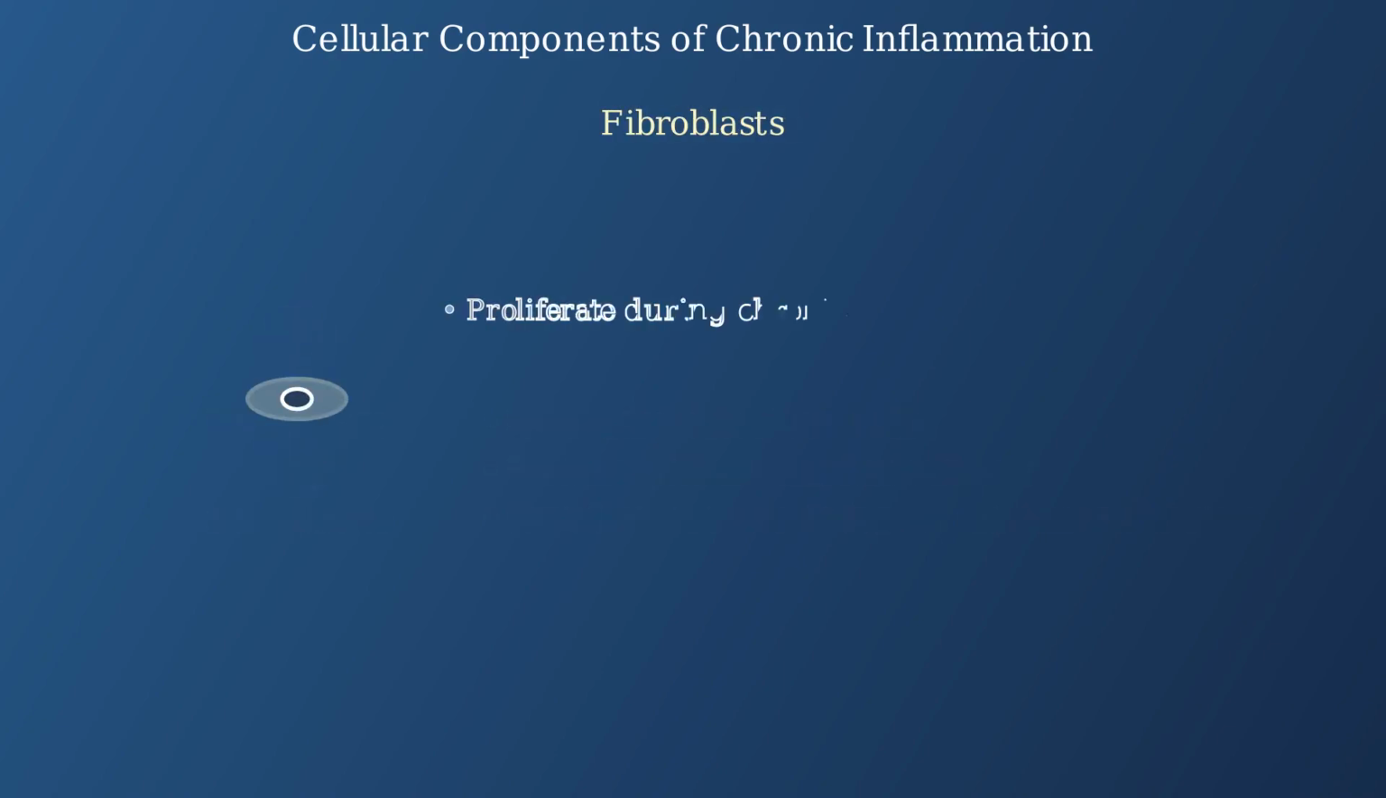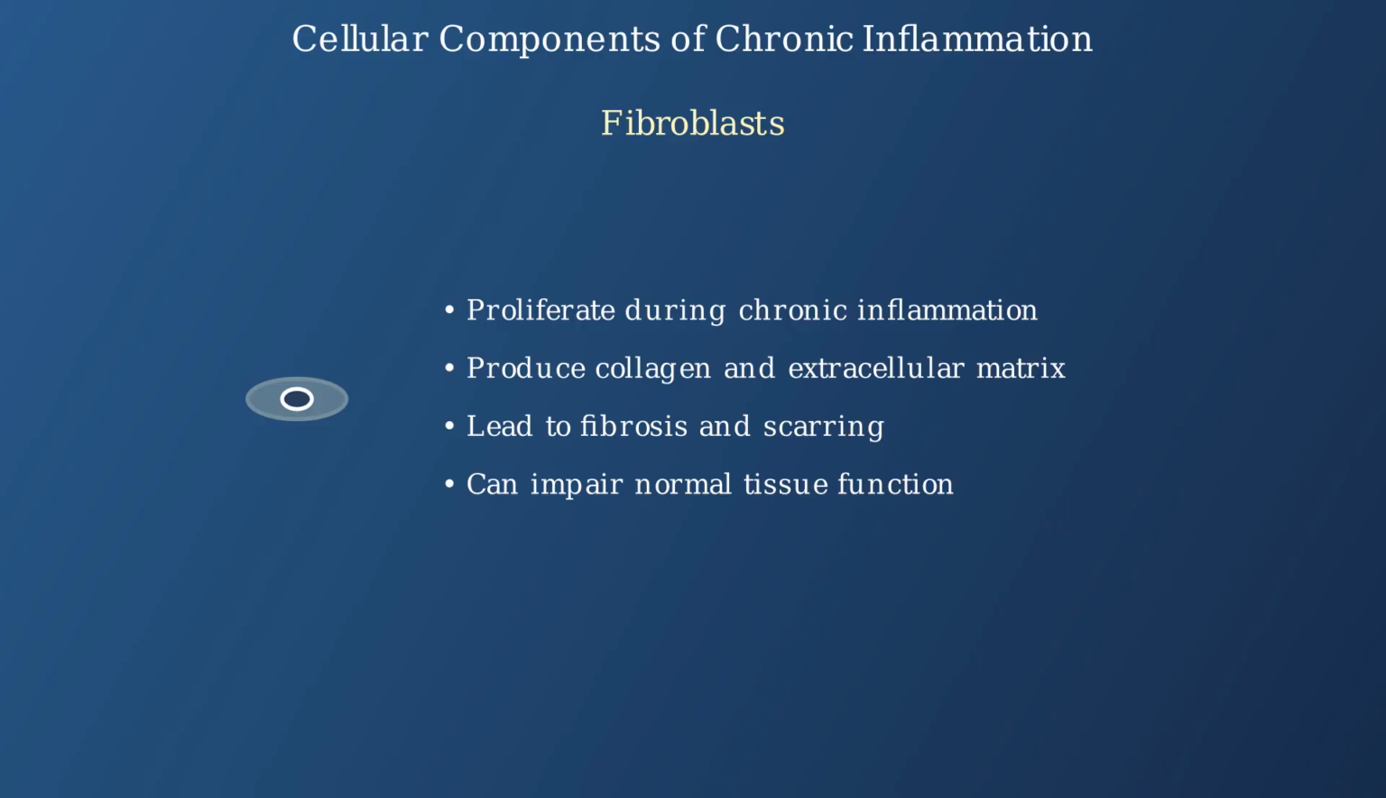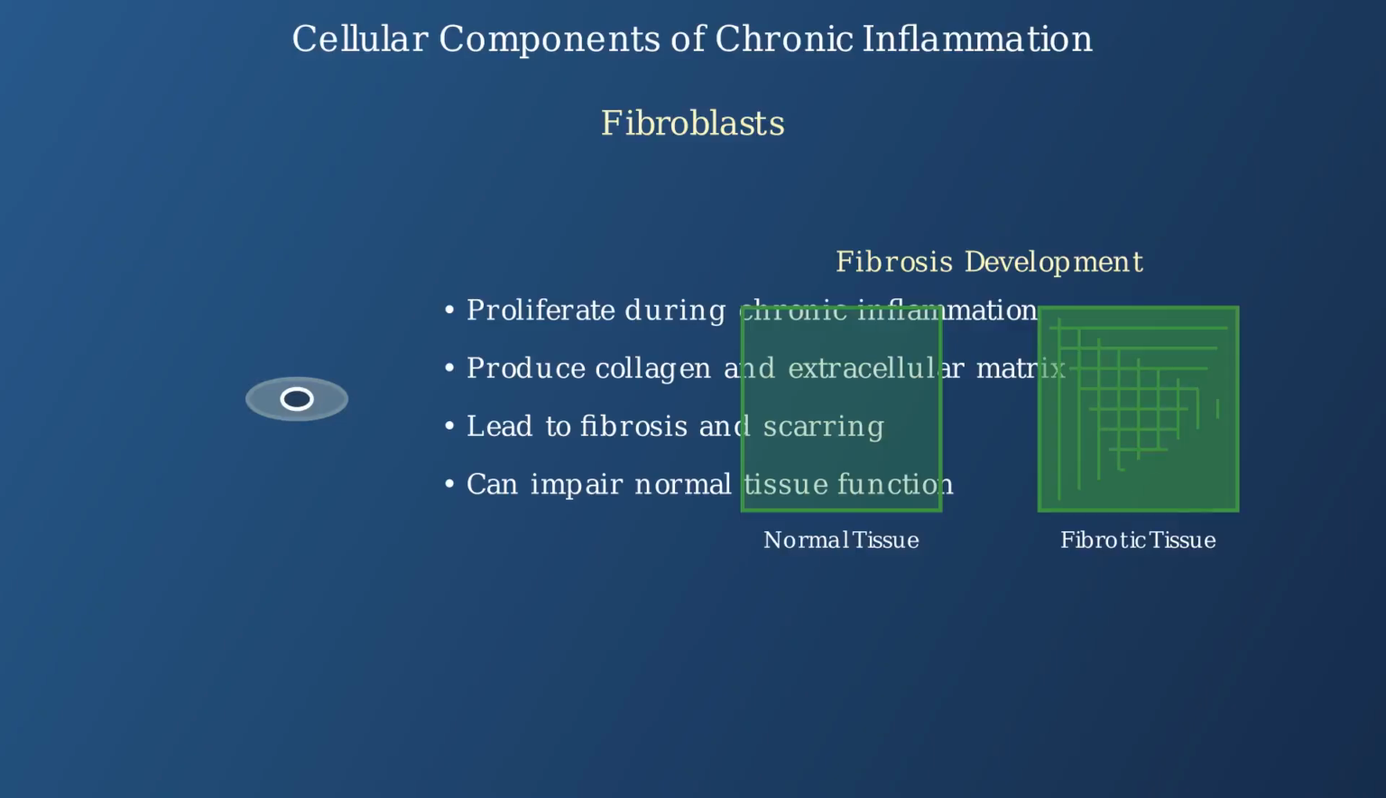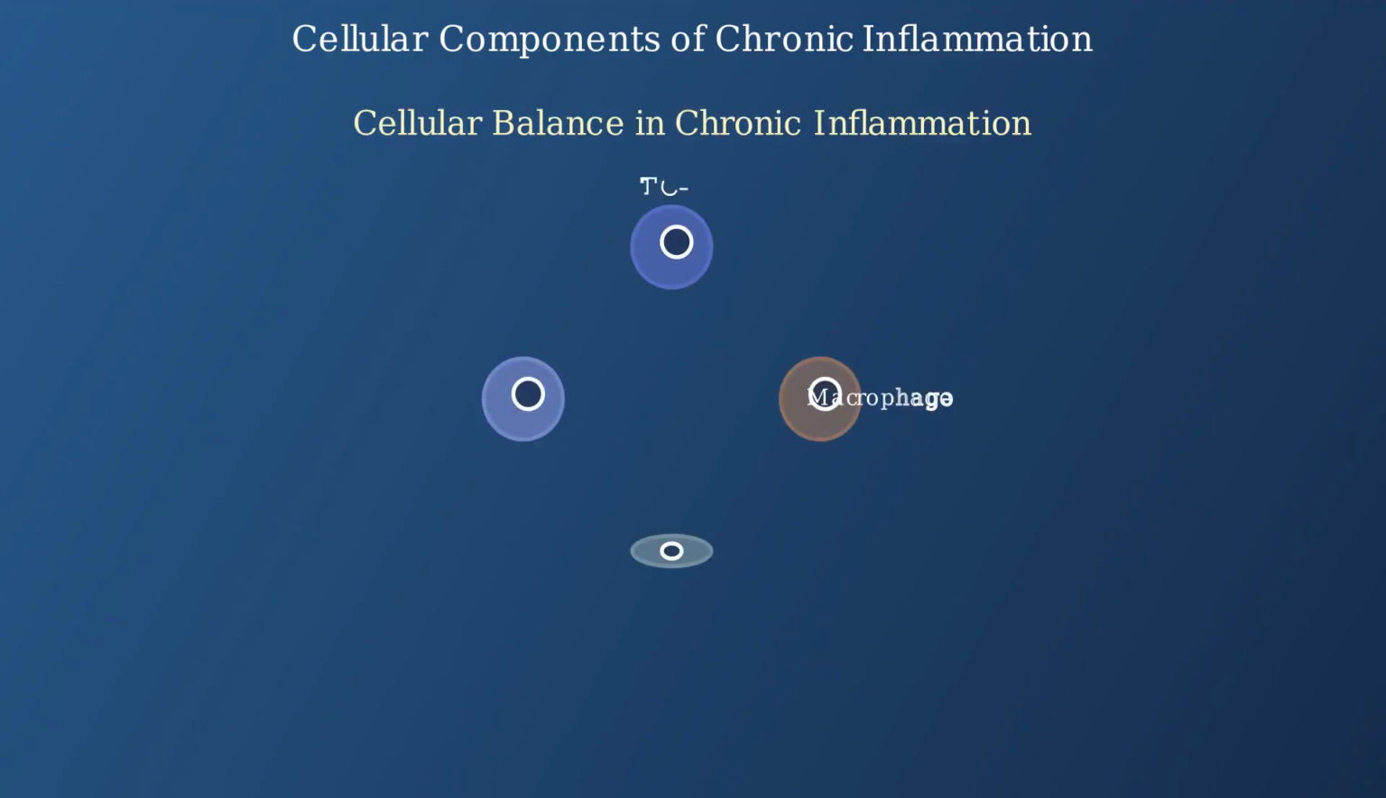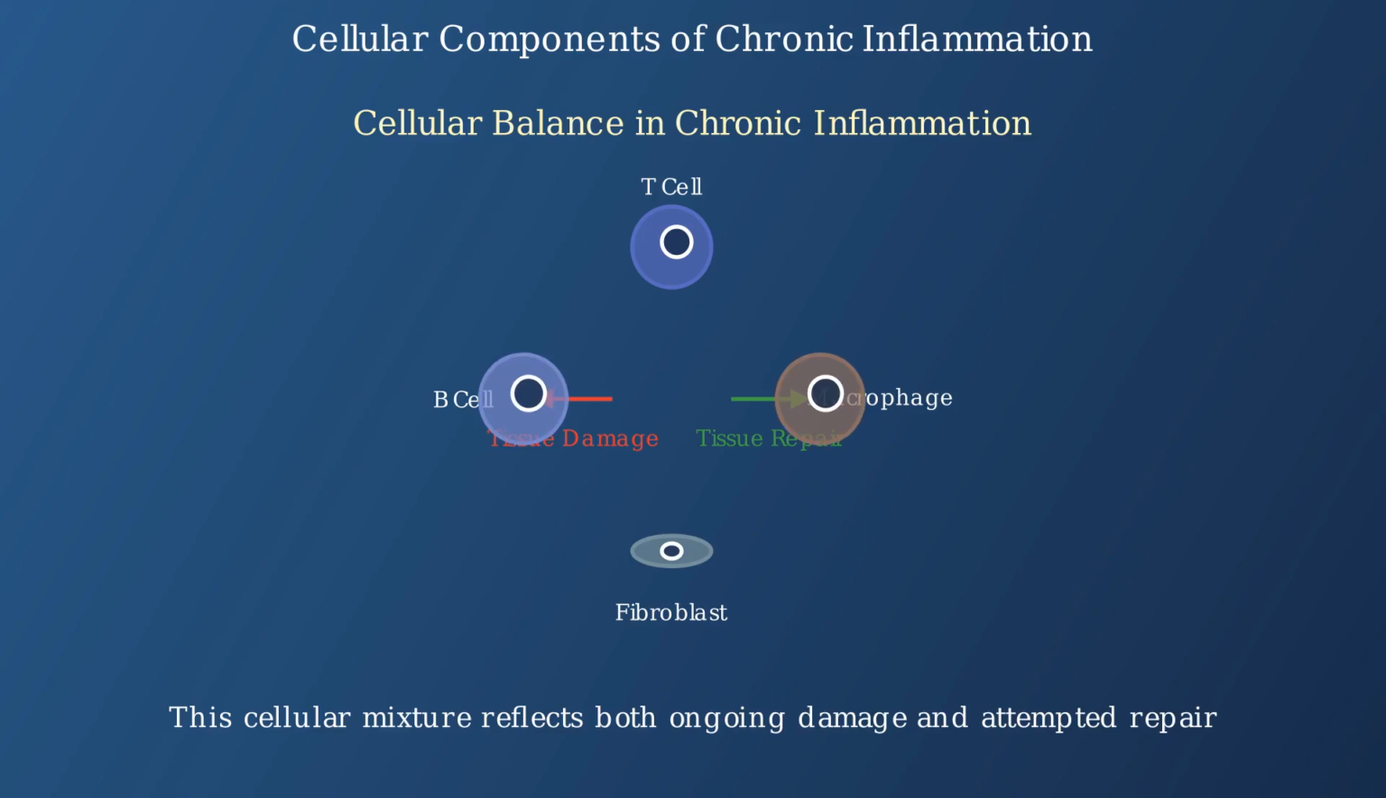Fibroblasts play a crucial role in the repair process, but can contribute to tissue dysfunction in chronic inflammation. These cells proliferate and produce collagen, leading to fibrosis or scarring. While this process aims to repair damage, excessive fibrosis can impair normal tissue function. The cellular composition in chronic inflammation represents a complex balance between ongoing tissue damage and attempted repair processes. This persistent mixture of immune cells and repair mechanisms leads to a cycle of inflammation, damage, and repair that characterizes chronic inflammatory conditions.